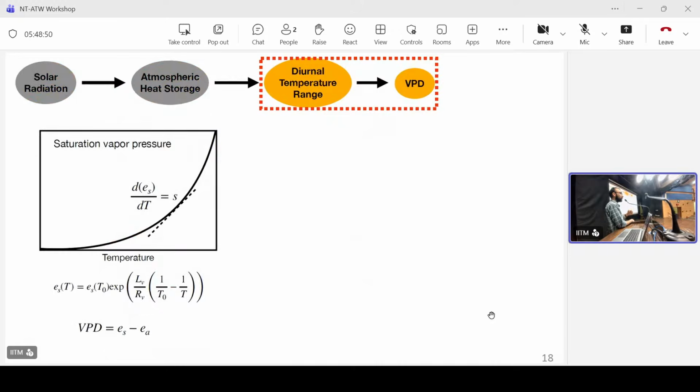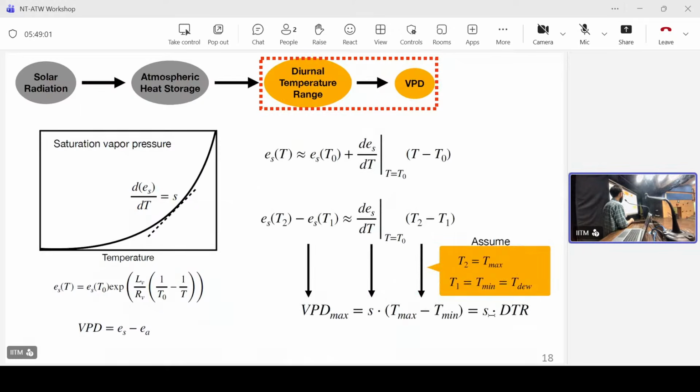Now, the next step is to go from diurnal temperature range to vapor pressure deficit. Like I said, it all starts from the Clausius-Clapeyron equation, or the slope of the saturation vapor pressure curve. What we can do is a Taylor expansion around it, and then essentially write vapor pressure deficit as the slope of the saturation vapor pressure curve times the temperature difference. If we take those temperature differences as maximum temperature and dew point, we can get maximum vapor pressure deficit in the day.